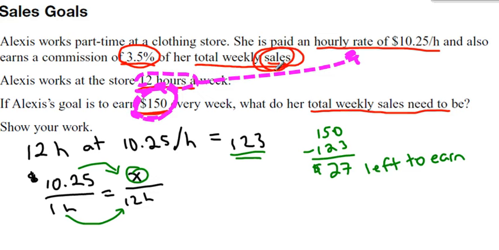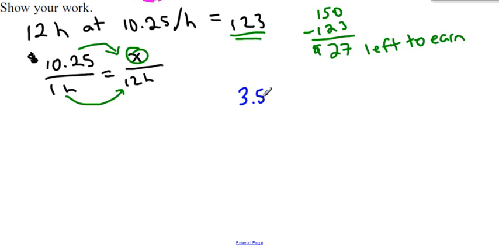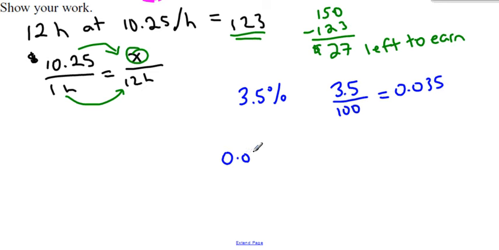So first of all, remember that 3.5%, we need to turn that into a decimal amount, because when we do math with percent, we want it in decimals. So 3.5%, remember percent means parts per 100. So mathematically, 3.5% means 3.5 parts out of 100. And as a decimal, this is 0.035. So 3.5% of some unknown number is the $27 that she needs to earn.